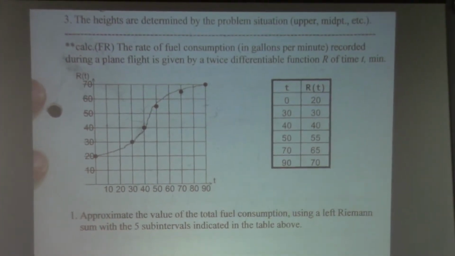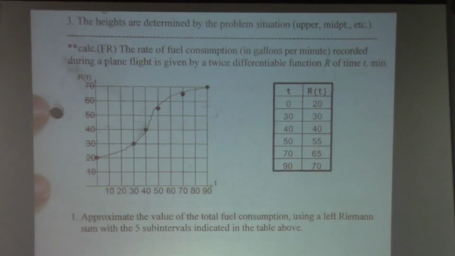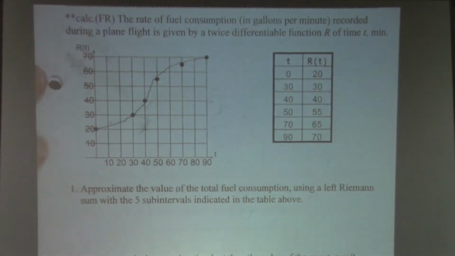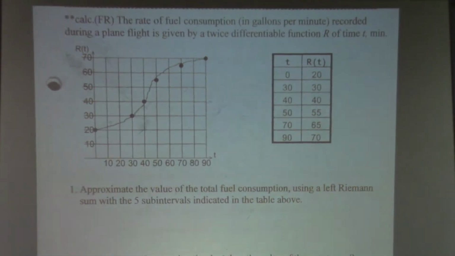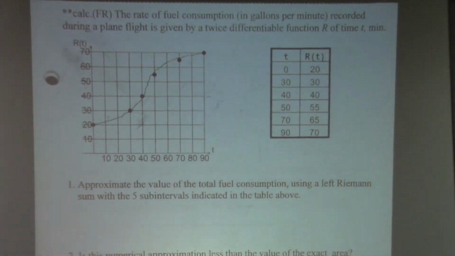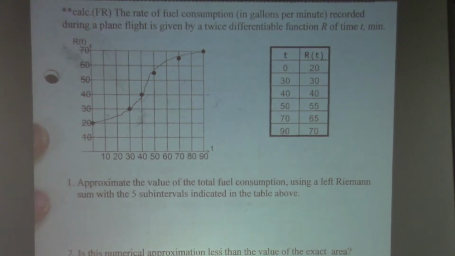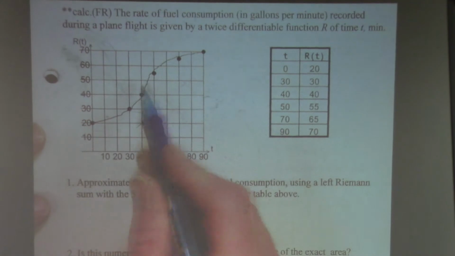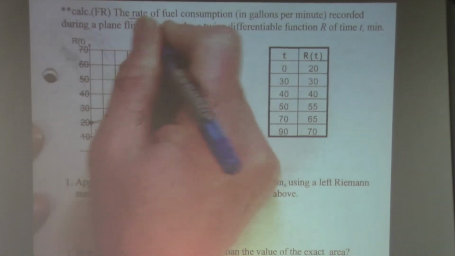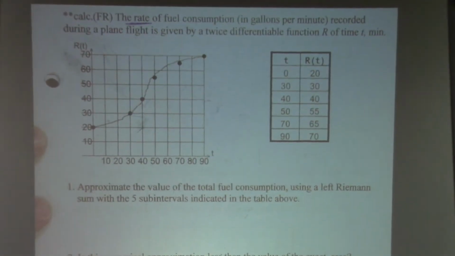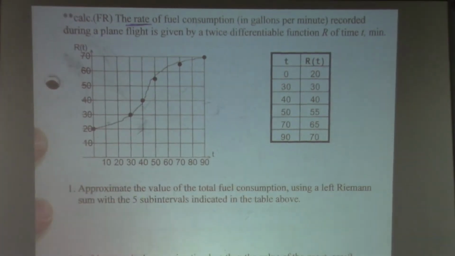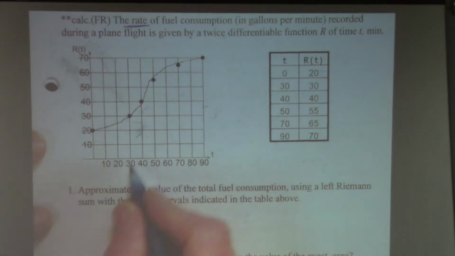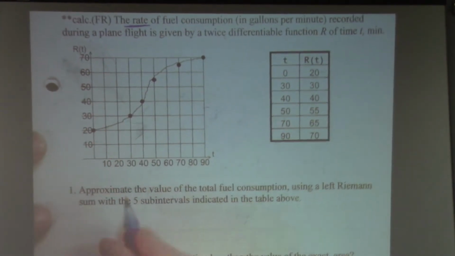Okay, let's look at number 1. Actually, both of these problems are based on a past calculator free response problem. The rate of fuel consumption in gallons per minute recorded during a plane flight is given by a twice differentiable function r of time t, where t is in minutes. I have a graph there. Notice that this graph is a rate, a rate of fuel consumption over time. And then we also have a table of values. I'm going to work off the table of values, but we might just use the graph as a little bit of a visual here.